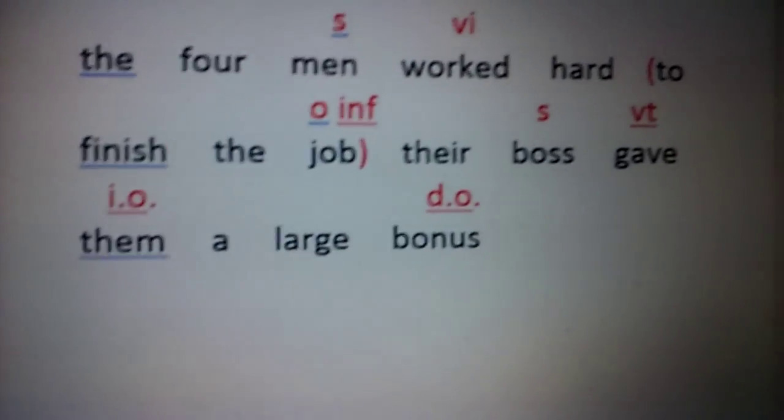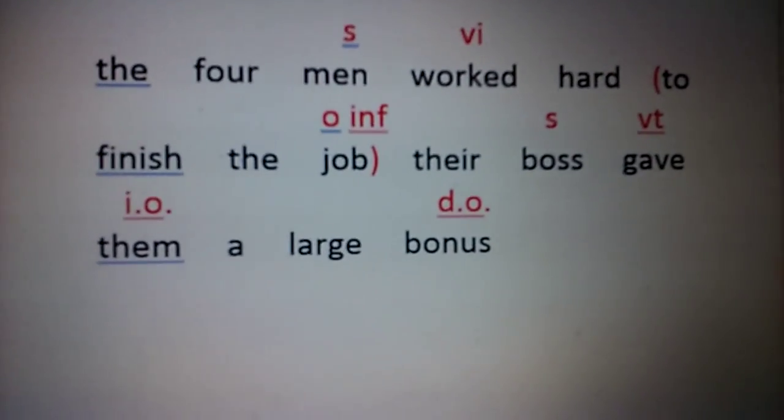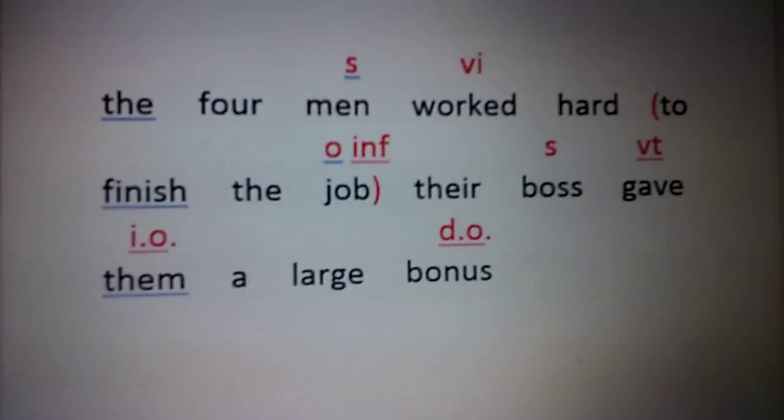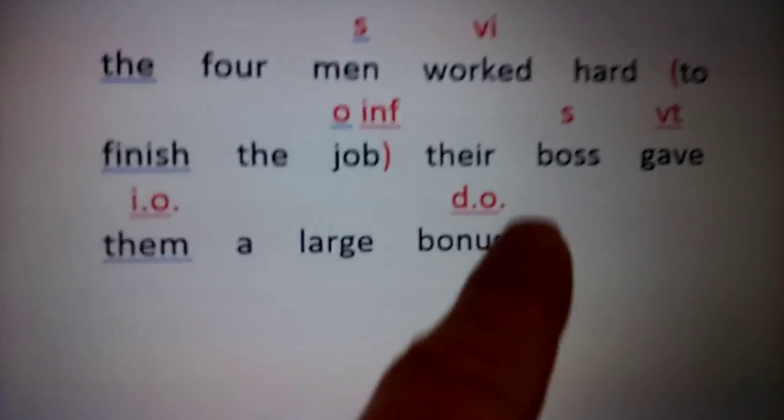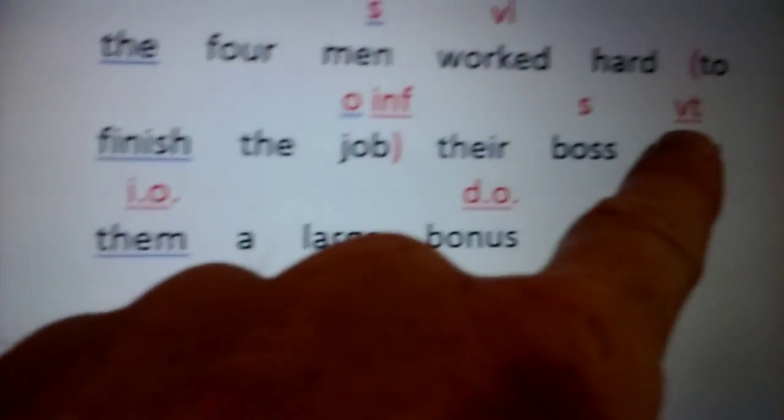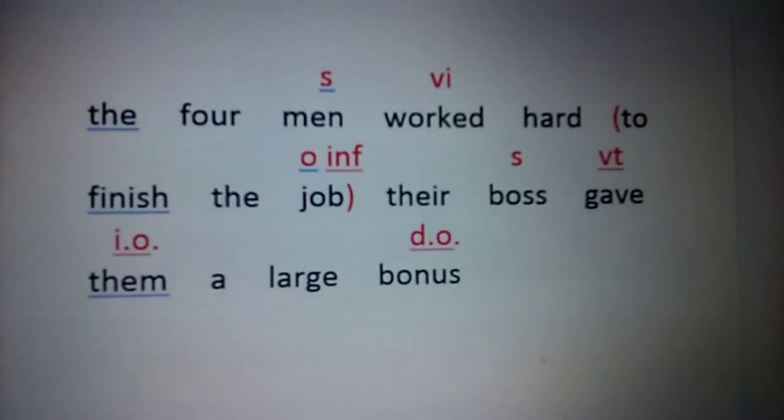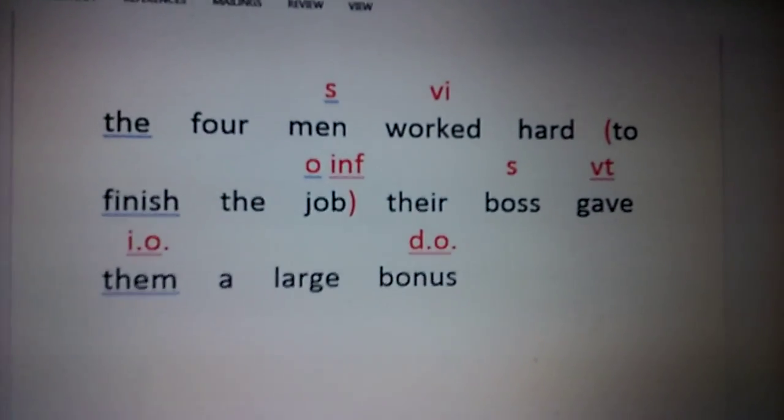The direct object is bonus. Okay, who did you give it to? That is your indirect object. Gave it to them. Okay, since we have a direct object, that verb is transitive. Okay, that should be fairly clear.